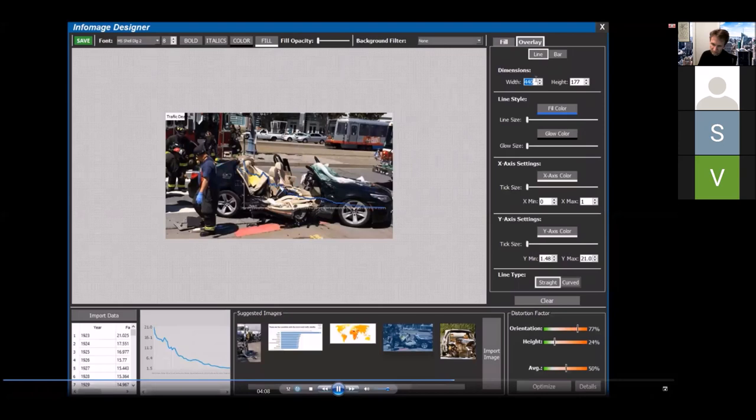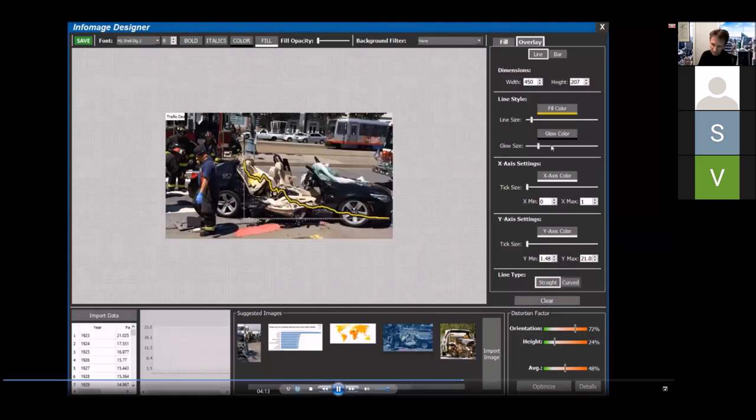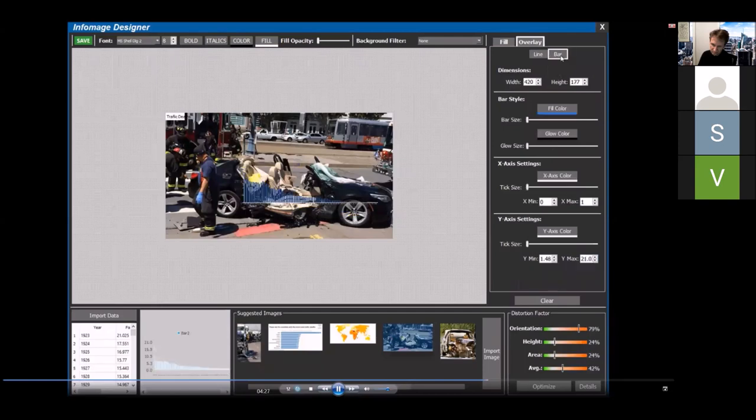Other properties of the chart, such as its width and height, line color, thickness, and glow, can be set as well. Additionally, the line can be changed from a sharp line to a smoother spline. Users can change the axis limits and the label spacing. Just like line charts, bar charts can be overlaid on an image. Here the trend formed with the bar peaks is aligned with certain objects in the image.